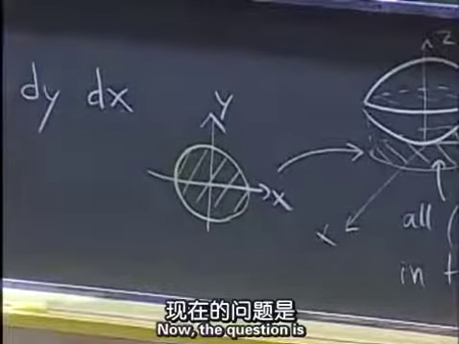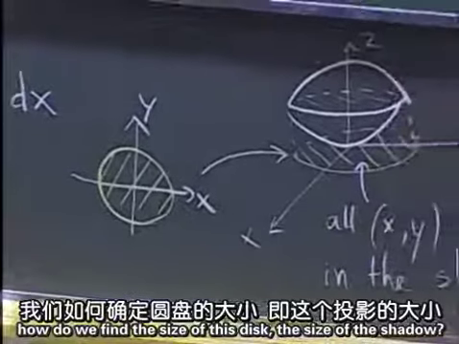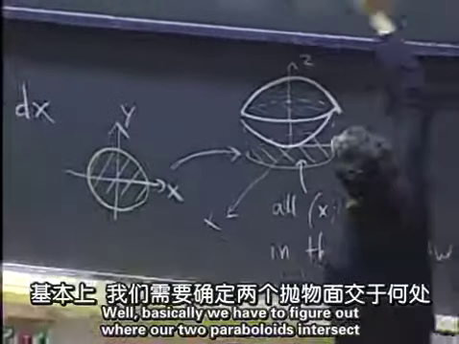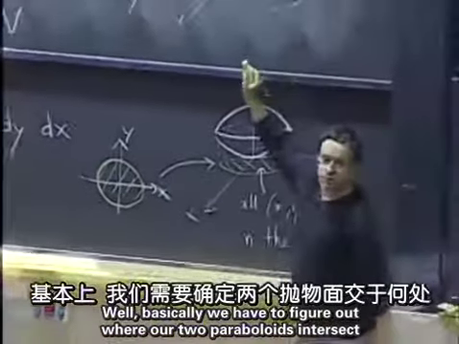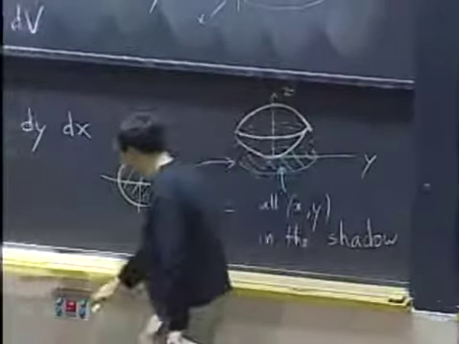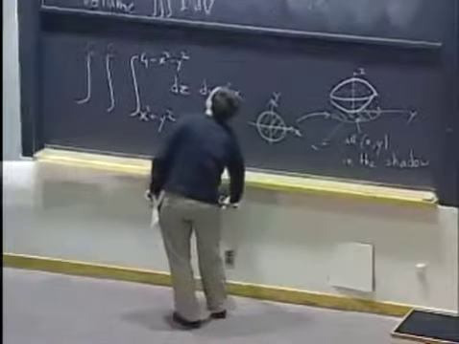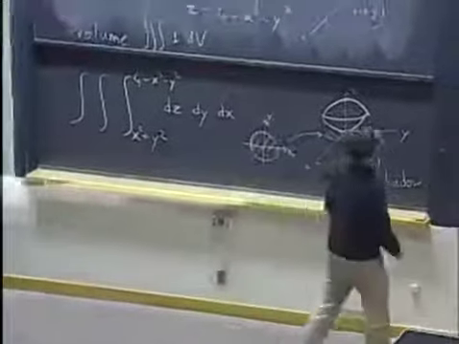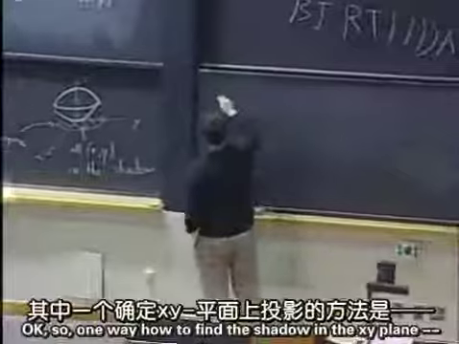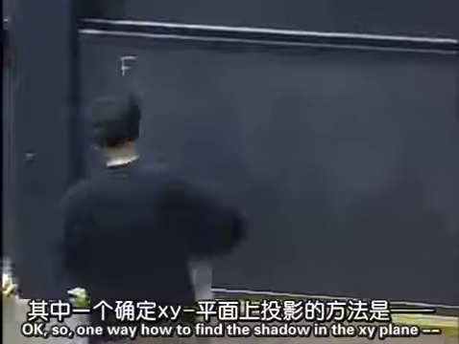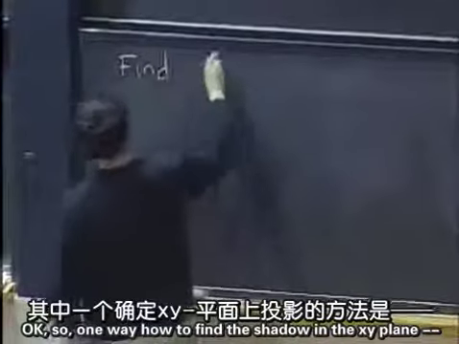Now, the question is, how do we find the size of this disk, the size of this shadow? Well, basically, we have to figure out where our two paraboloids intersect. So, one way to find the shadow in the xy plane.